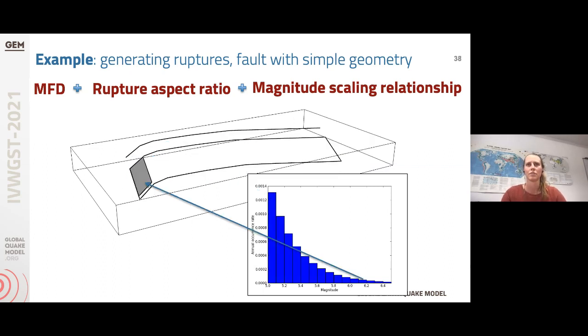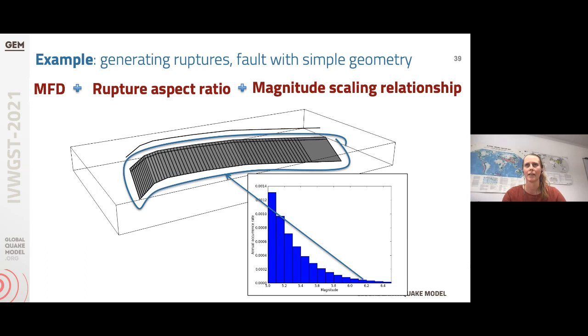Then this is repeated again for each magnitude. The higher magnitudes correspond to a larger rupture area, and again, this is covering the entire fault. This will be discussed a little bit more in Tuesday's lecture about the OpenQuake engine, in terms of how the engine itself uses these.